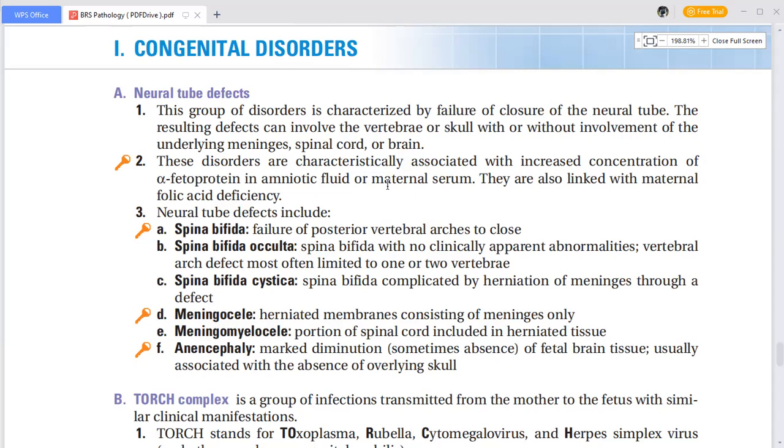They'll tell you, the patient came to the hospital, and it turned out that the patient had a posterior defect, which was characterized by membranes consisting of meninges only. What is your likely diagnosis? So you tell them it's meningocele. That's D. E is meningomyelocele.